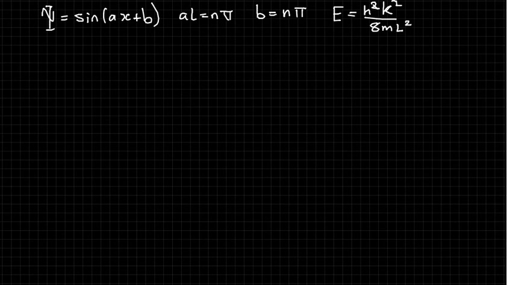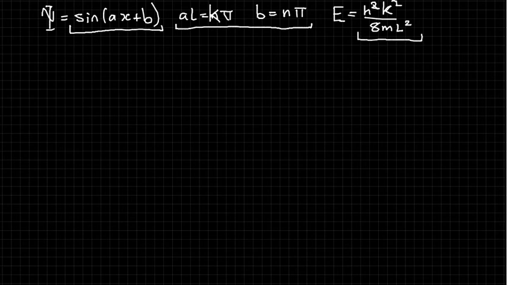So last time we saw that we can solve the Schrödinger equation for a particle in a box with a wave function that is sine of ax plus b. And we found that for this wave function, with the boundary conditions of a particle in a box, our conditions are aL is equal to kπ, and b is equal to nπ. And then by putting a back into our eigenvalue for our energy, we got this, the energy for different particles in the box.